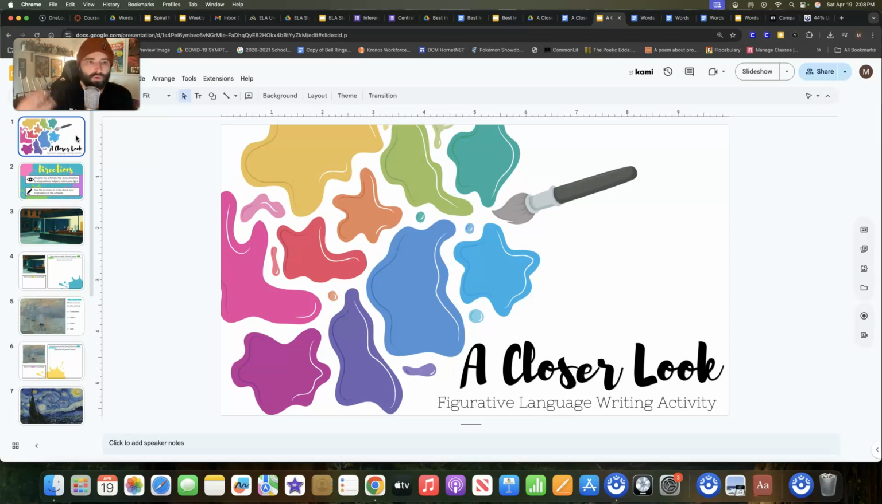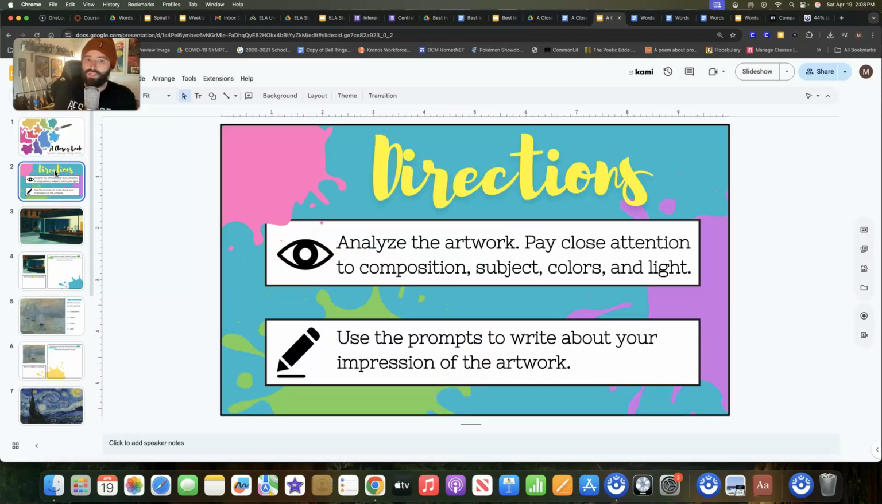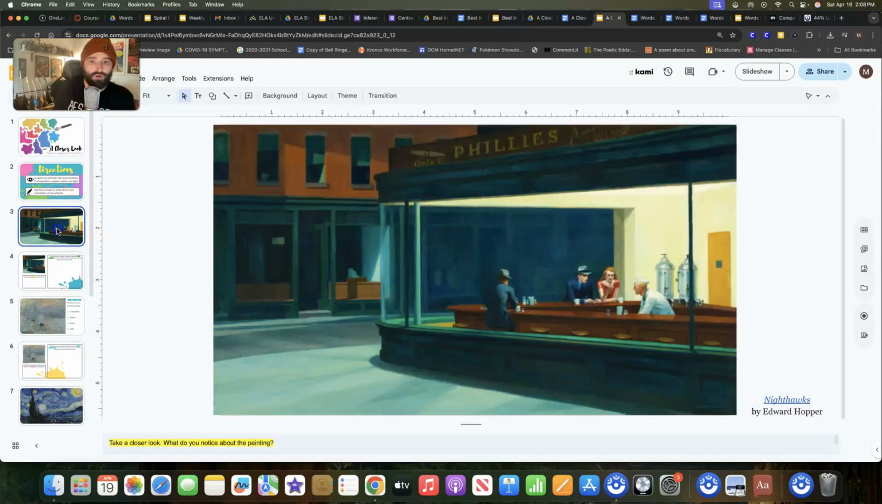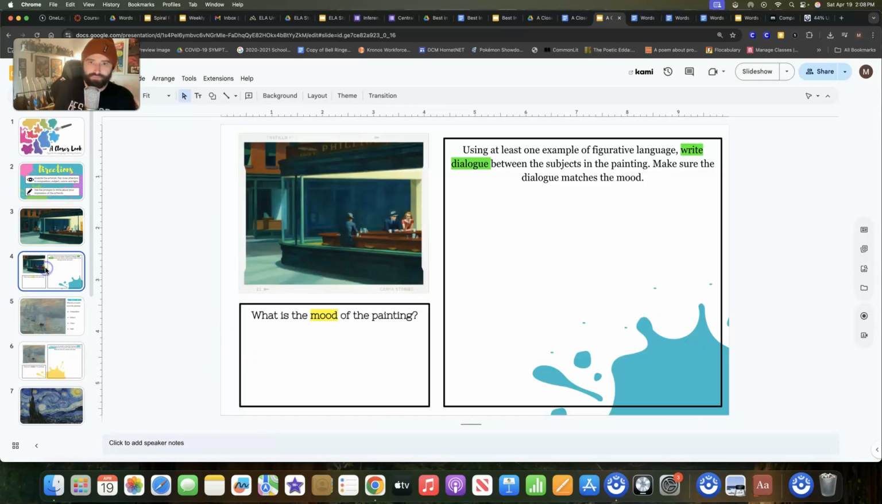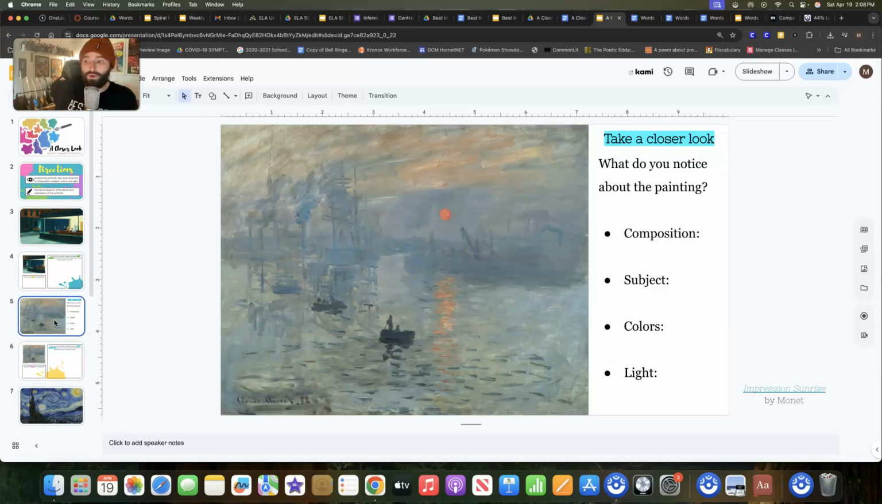So if you get here, the whole point is it is an extension because you have a good general understanding of figurative language. So we're going to look at the artwork, pay attention to the composition, the subject, the colors, the lighting, and then use the prompts to write about your impression of the artwork. So here we have a painting. This one doesn't really talk too much about the composition of it. You're just going to write the dialogue between these three characters in the story, and then what do you think the mood is? But this painting right here, this is Impression Sunrise by Monet.